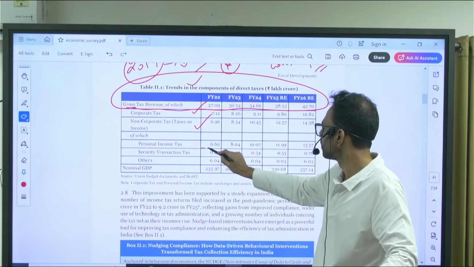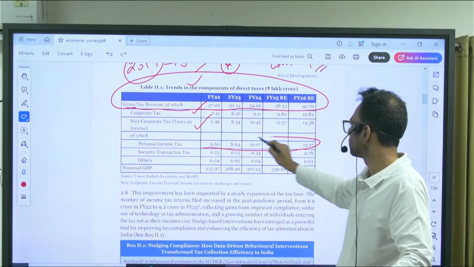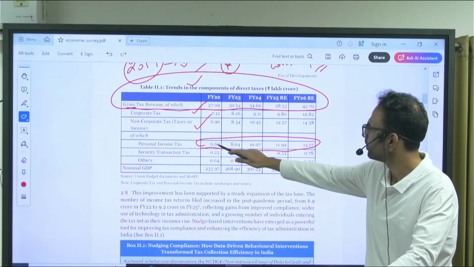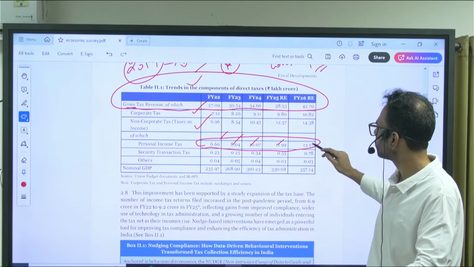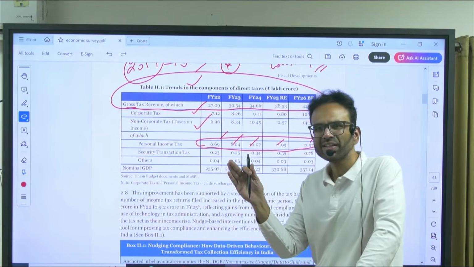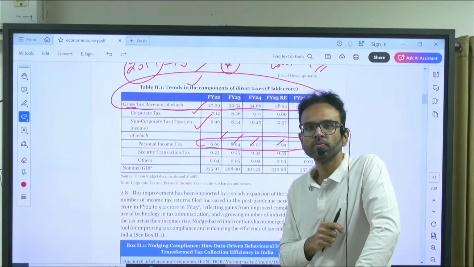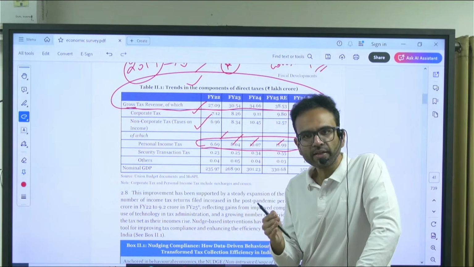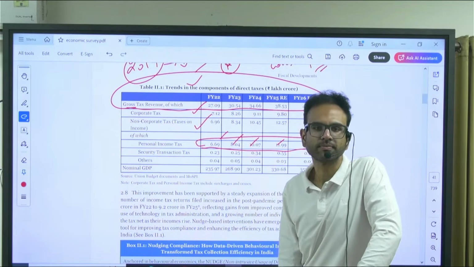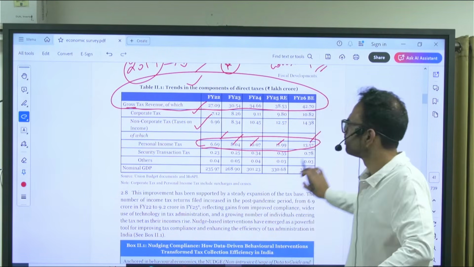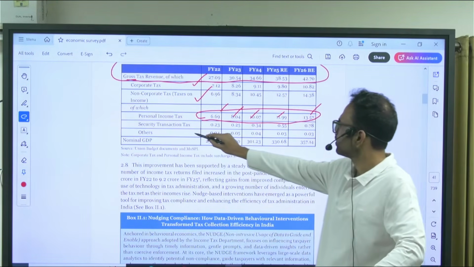Take a look at this. Personal income tax. 8, 6, 8, 10, almost 12, 13. You are witnessing a continuous increase in the number of income tax payers too. Formalization of the economy is steadily increasing. Please note this point. Take a look at this next.